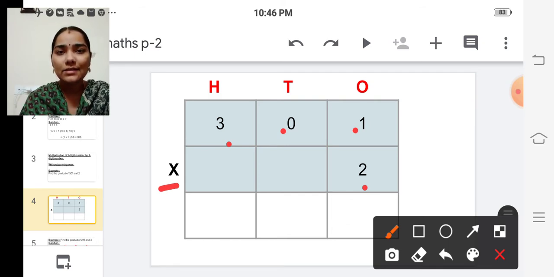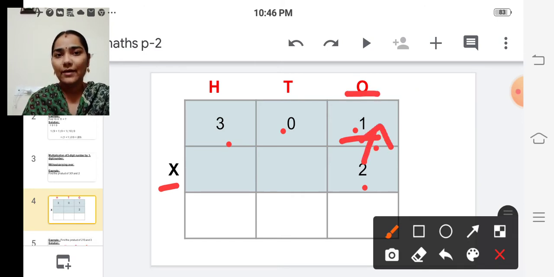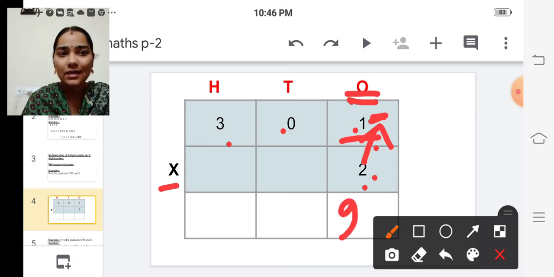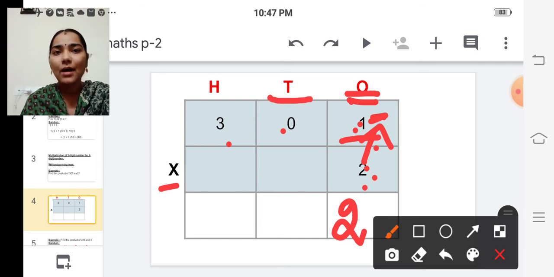First let's multiply the digit in the ones place by 2. So what is the digit in the ones place? It is 1, isn't it? So 1 twos are 2, isn't it? So you have to write this answer here. 1 twos are 2.